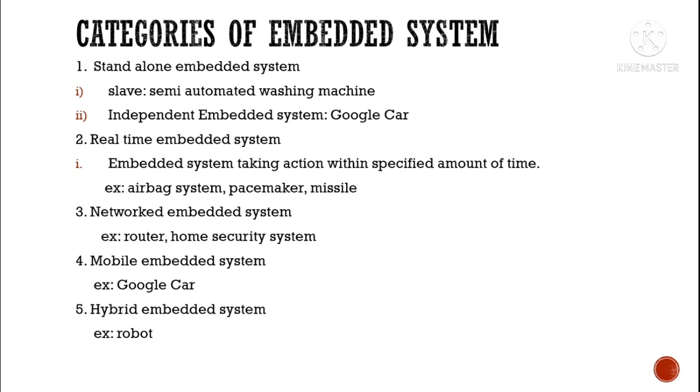Mobile embedded system. A mobile embedded system is used in portable embedded devices like cell phones, mobiles, digital cameras, MP3 players, for example, and also Google Car. Hybrid embedded system, which contains all the above embedded systems in one. For example, a robot.